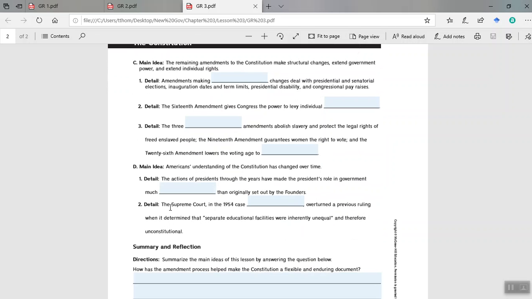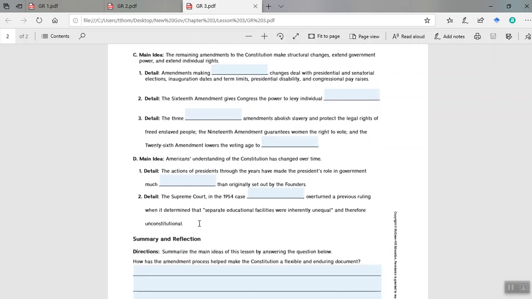Right here, we're going to number 2. The Supreme Court, in the 1954 case Brown versus the Board of Education, overturned a previous ruling when it determined that separate educational facilities were inherently unequal and therefore unconstitutional.